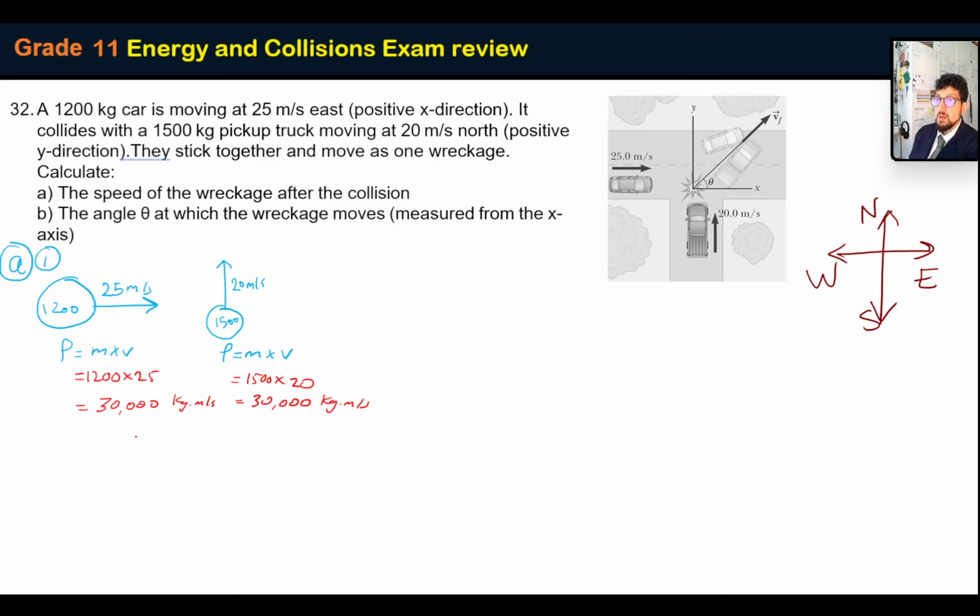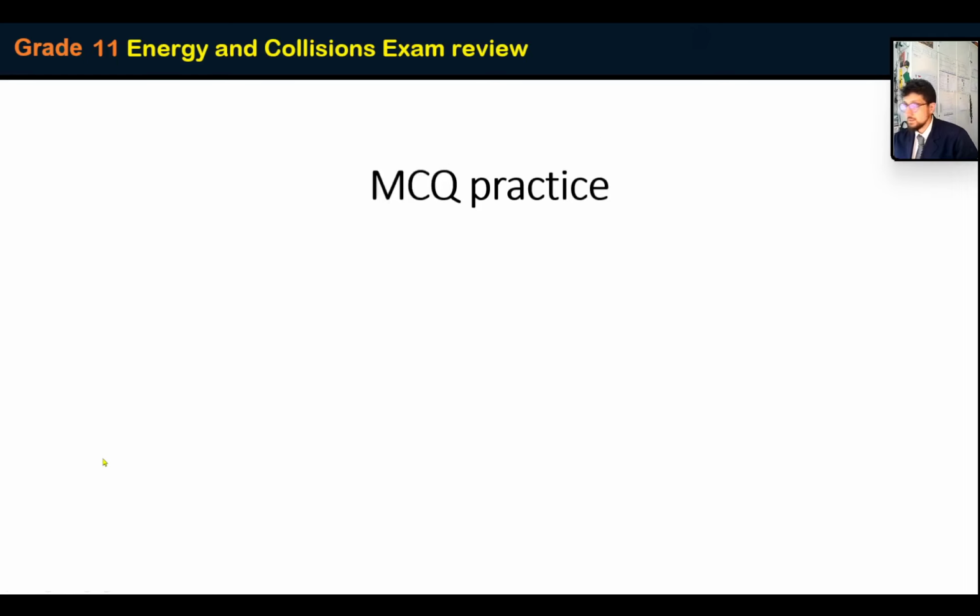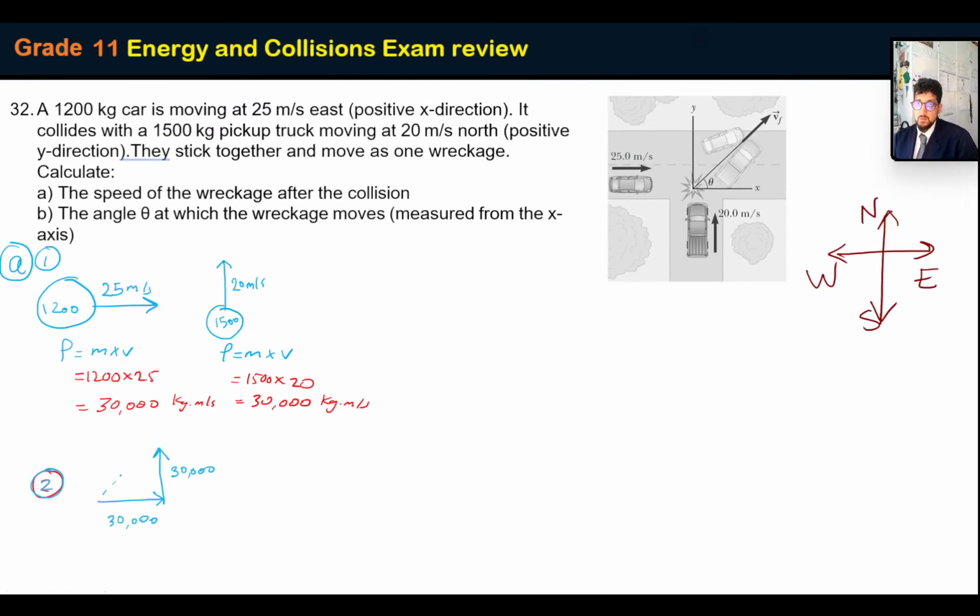Okay, now what do we do with that? Well, next step, back to blue. Here we go. We draw the triangle. So that's 30,000 and it's 30,000 on both sides. So now what do we need to do? We need to figure out the resultant vector over here. We need to figure out this guy here. So how do we do that?